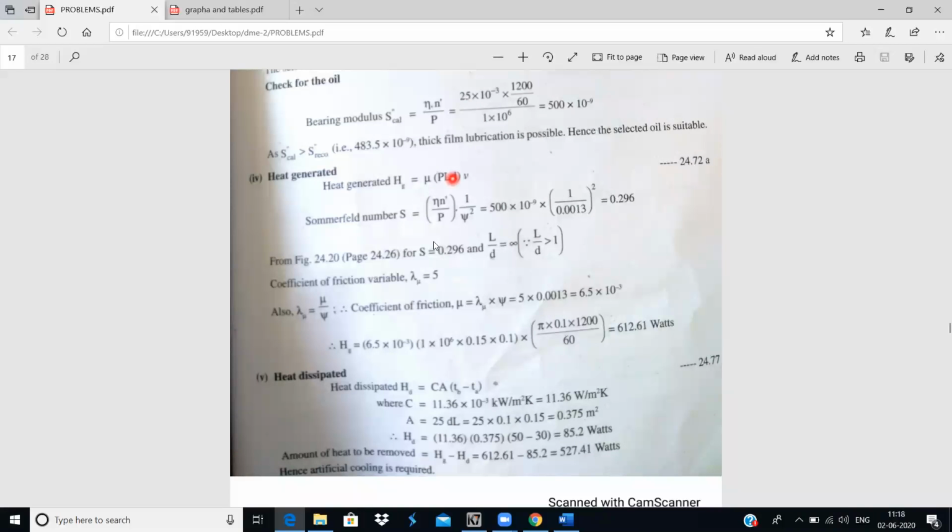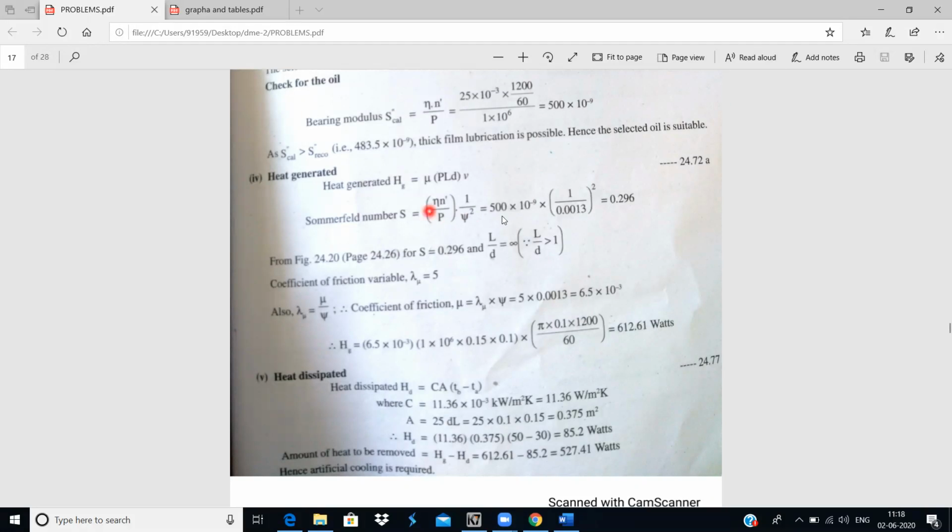Already I showed in the last sessions how to calculate mu by using this figure 24.20. In this figure, the x-axis is the Sommerfeld number S, the curves are for L by D, and the y-axis is the variable mu divided by psi. Before calculating mu, first we have to calculate the Sommerfeld number, by using the formula eta N dash by P into 1 divided by psi square.